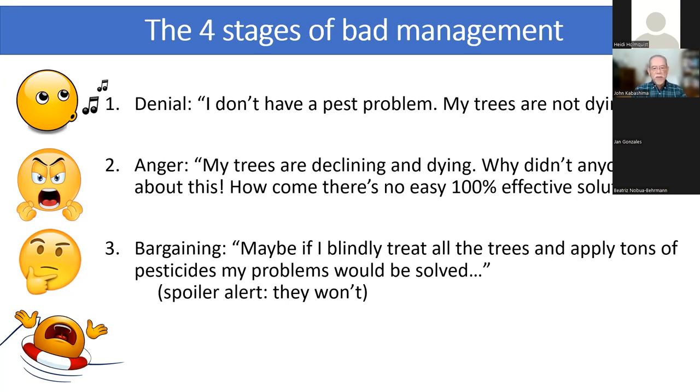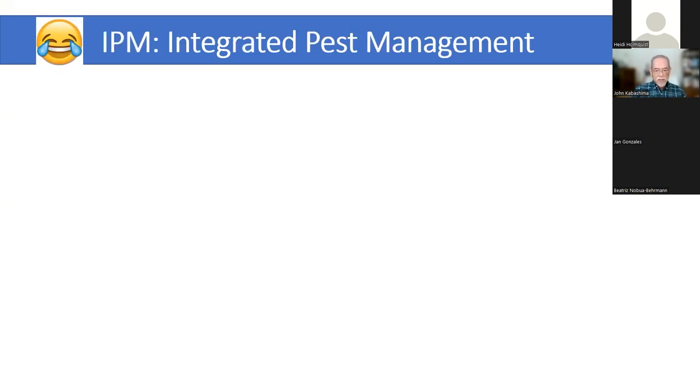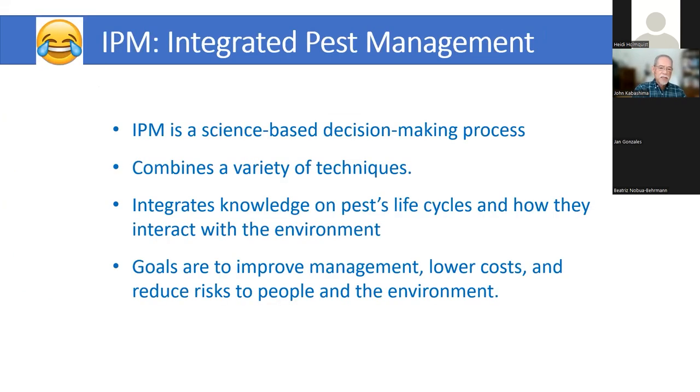So bargaining. One thing that we see commonly is once they have a big infestation, their trees are being infested, they panic and they start using tons of pesticides. That seems to be everybody's first response, and it doesn't work. And we've seen this time and time again. And then the last one is our trees are dying and there's nothing we can do, but there actually is something you can do, and that's to use IPM, integrated pest management.